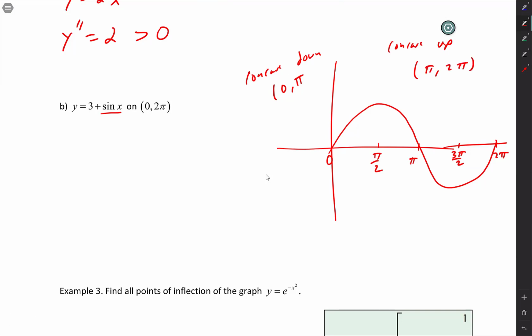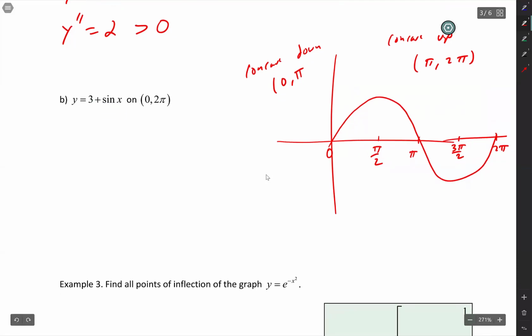We just did that with just pre-calc, guys. That plus 3 just moves it up 3. Let's see if we get these answers with calculus. Sometimes calculus just makes things complicated when we could have just drawn, but these are just examples to show that it works. Y prime: what's the derivative of sine x? Cosine x. We don't need that one. We need the second derivative. Y prime prime: what's the derivative of cosine x?